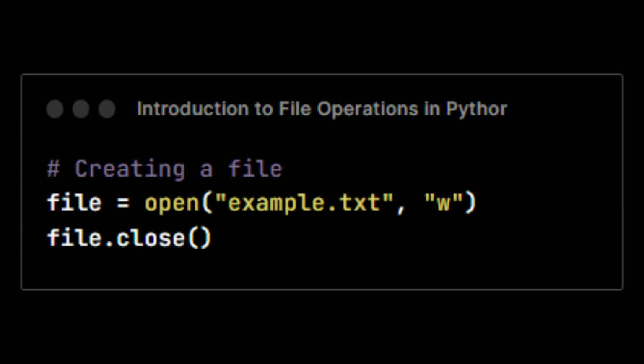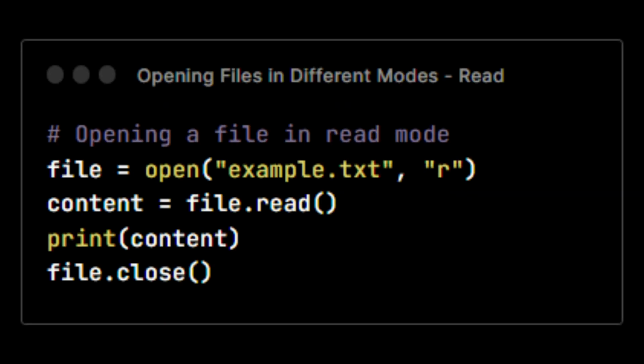To work with files in Python, you need to understand how to create file objects and use them to interact with the file system. Opening files in different modes. Read mode. To open a file, you can use the open function and specify the file name along with the opening mode. The most common opening mode is the read mode, denoted by R. This mode allows you to read the contents of the file.